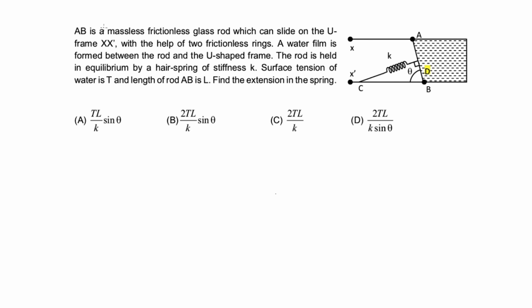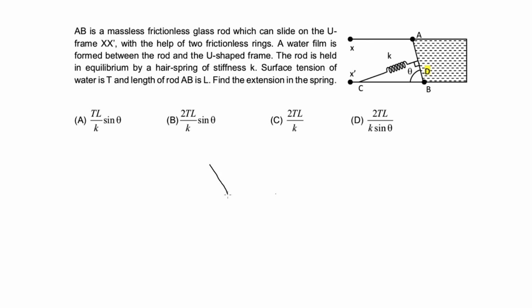Come to this problem. AB is a massless, frictionless glass rod which can slide on a U frame XX prime. So this is the rod which can slide on this frame. It is tilted like this. A water film is formed in the U-shaped frame. The rod is held in equilibrium by a spring of constant K. Surface tension is T and length is L. So it is 90 degrees also shown.